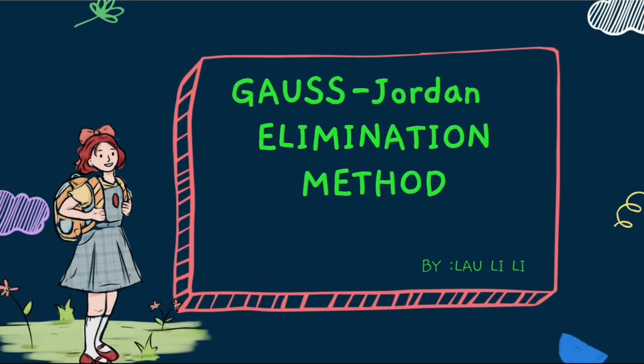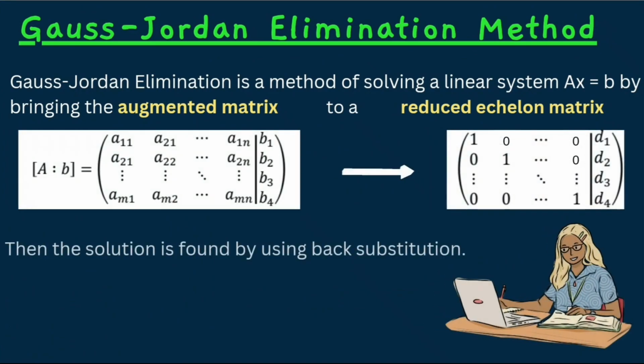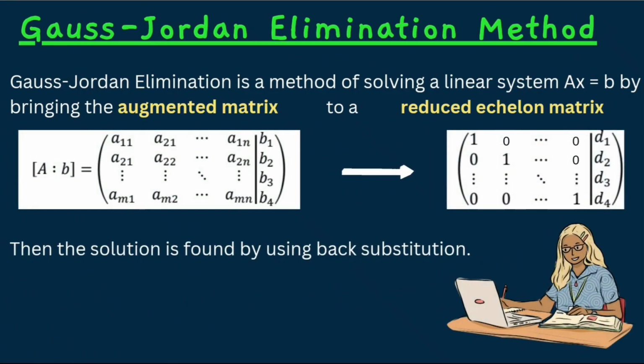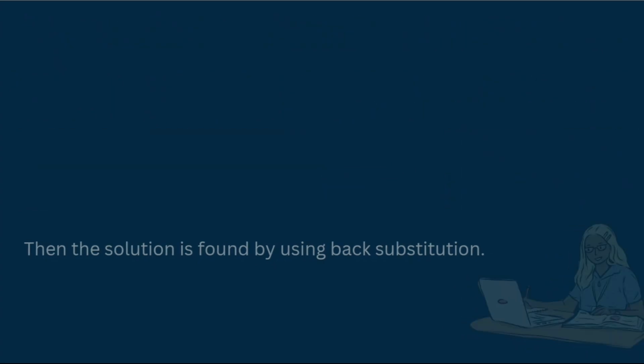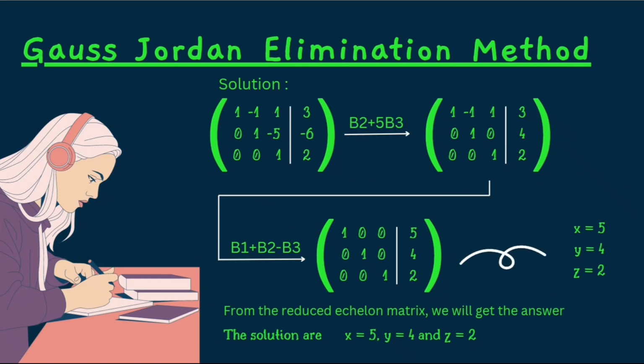Gauss-Jordan elimination method. Gauss-Jordan elimination is a method of solving a linear system by bringing the augmented matrix to a reduced echelon matrix. Using ERO to transform the echelon matrix that we got just now to a reduced echelon matrix. Then we can get the answer directly.